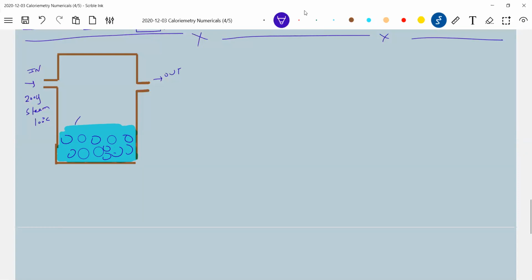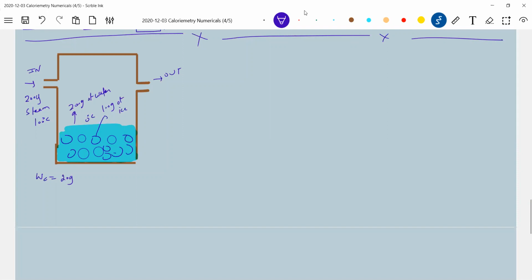Okay, this will be 200 gram of water, 100 gram of ice. Temperature is 0 degrees Celsius. 200 gram of steam will enter it. Water equivalent of calorimeter, you can write 20 gram is the water equivalent of calorimeter. What will be the final content and temperature of the calorimeter?